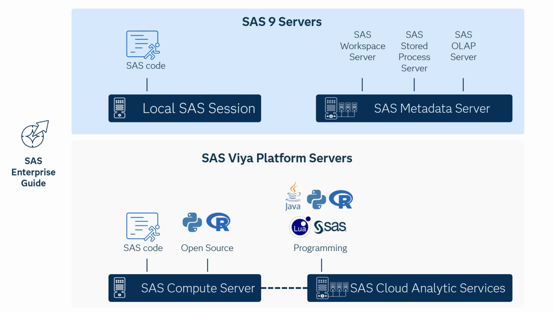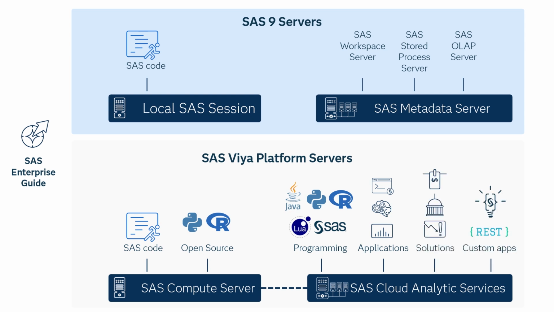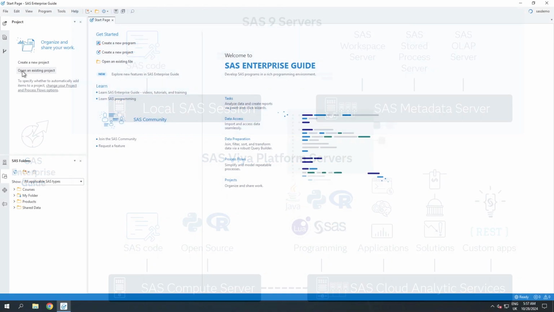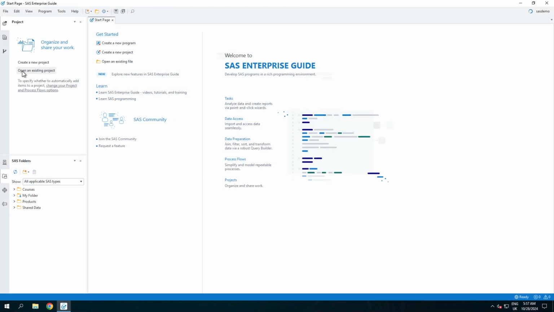Beyond advanced analytics, the CAS server powers SAS VIA point-and-click applications, SAS VIA industry-specific solutions, and custom applications via REST APIs, making SAS VIA a scalable, enterprise-wide analytics platform for users of all skill levels. Let's add a new SAS server connection in SAS Enterprise Guide.